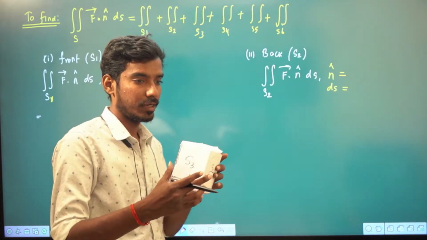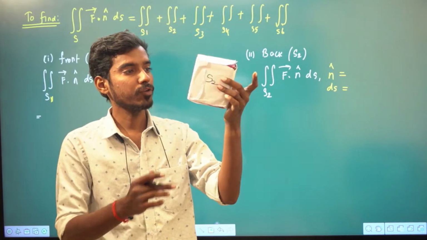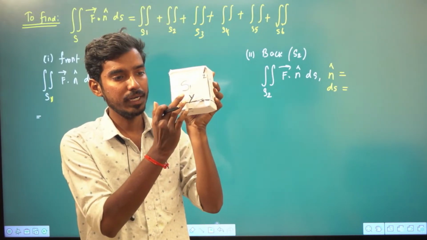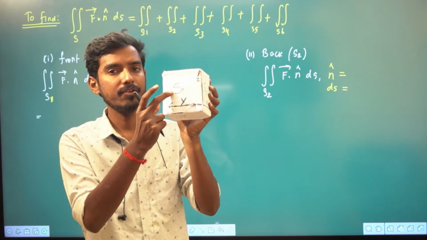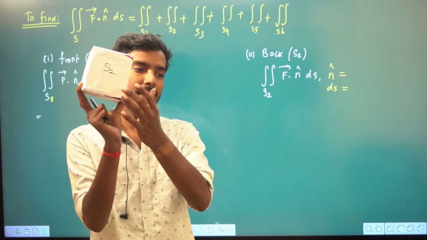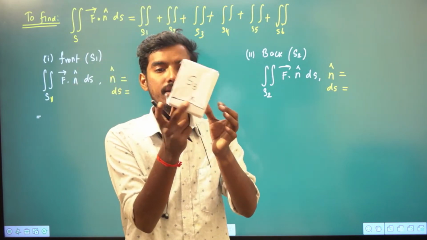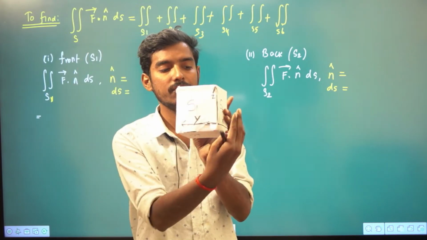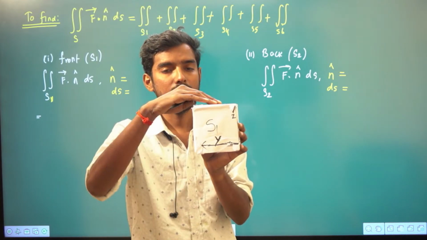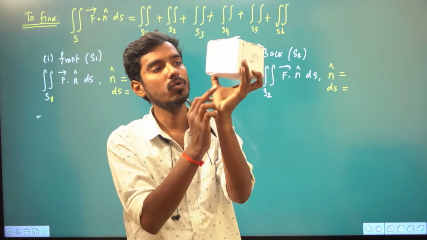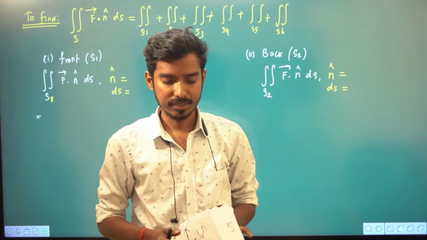See, I have a cube. This is my front face S1, and this is my back face S2. Then left and right are S3 and S4, and then up is S5, down is S6. So we have six surfaces.